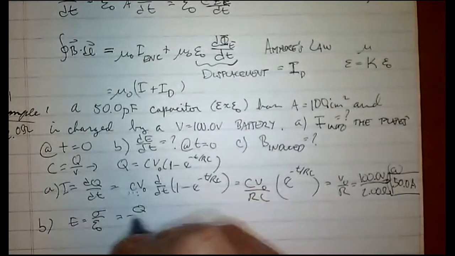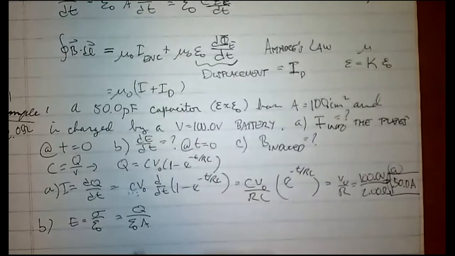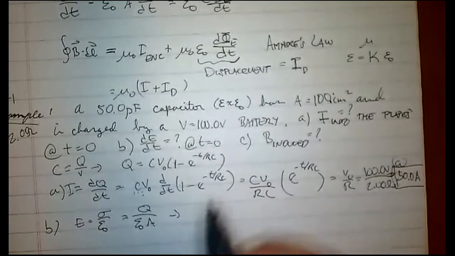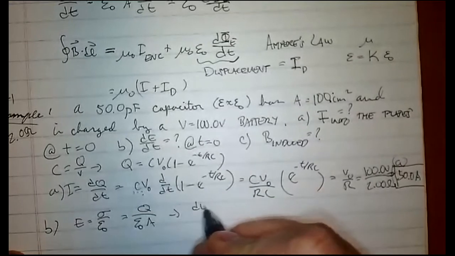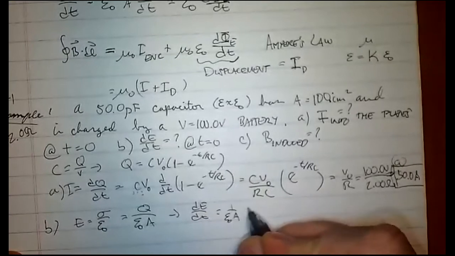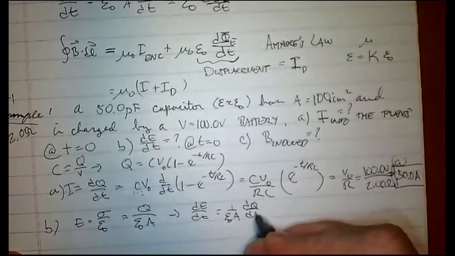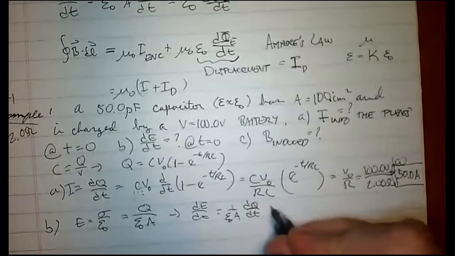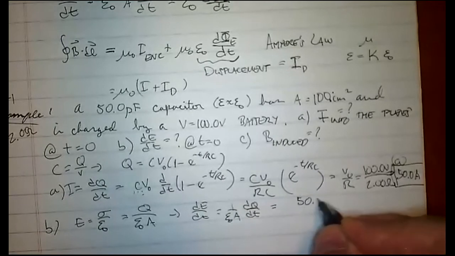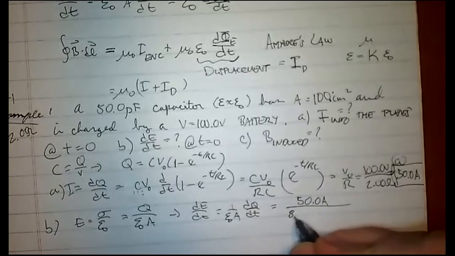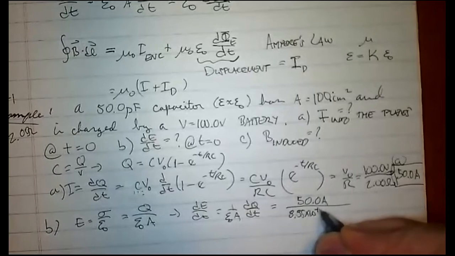So I can say Q over epsilon 0 times A, and that should actually give me the electric field. If I want to know the instantaneous rate of change of the electric field, which is what I'm really looking for, that's dE/dt. It's got to be 1 over epsilon 0 A times dq/dt, which of course is our current again. So when I do that, I can say this will be 50.0 amps for the dq/dt over epsilon 0, which is 8.85 times 10 to the negative 12th.